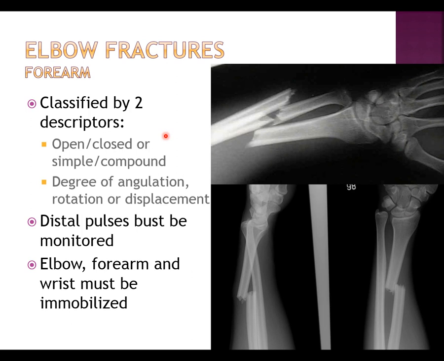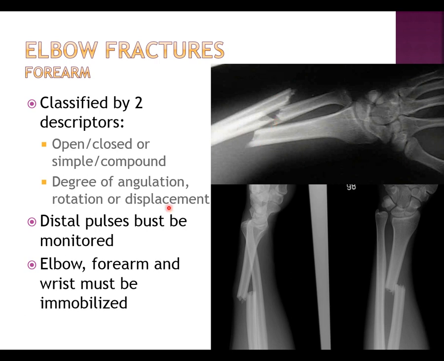Is it displaced? Is it coming through the skin? How bad is that actual fracture, and how many bones are involved? And then is there any kind of angulation or rotation or displacement? So something like this is obviously very severe, where we actually have displacement of either the radius or ulna, or both the radius and ulna. Very problematic. Get them to the hospital immediately.